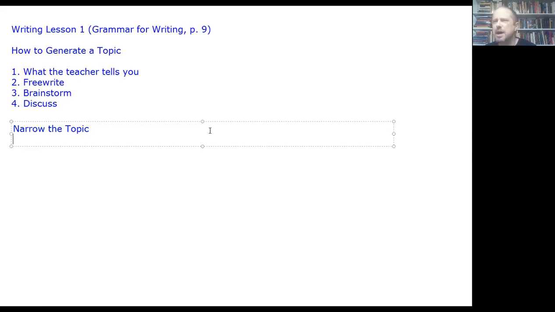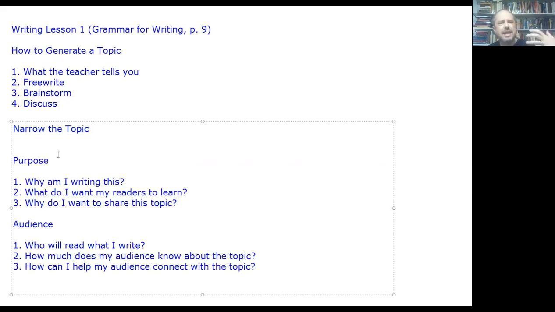And so if a topic is too big, I won't be able to cover it, right? I couldn't write a paragraph about food in general, or even Italian food in general. I could write a book about Italian food, right? So you're going to narrow the topic. All right, excellent. And then we have to consider our purpose and audience. Purpose and audience. This is important because it affects how I write, what I write.